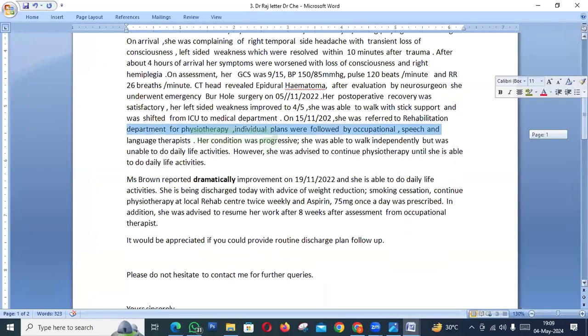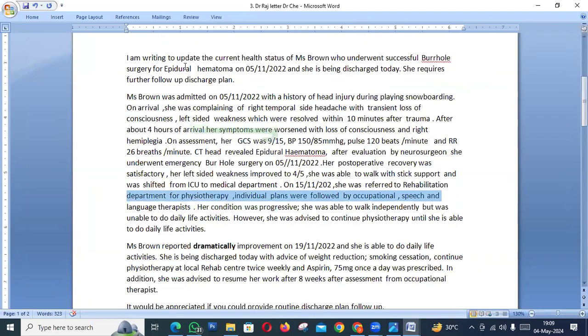Raj, you need to improve your word count and then your paragraphing. I am writing to update the current health status of. Just be simple and easy, please. Okay. Hematoma on this date, dates are not important. She's being discharged today. Now, just compare the balance. This sentence is too long, okay? Okay, sir. And the next sentence is short.